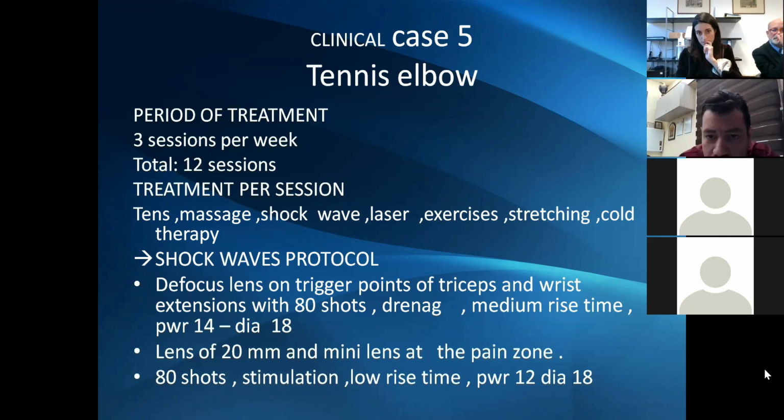The shockwave protocol that we used was with the focus lens on trigger points of the triceps and wrist extensors with 80 shots, drainage, medium rise time, power 14, and diamagnetic 18. Then the 20 millimeter lens and the mini lens at the point of the zone with 80 shots, stimulation, low rise time, power 12, and diamagnetic 18.